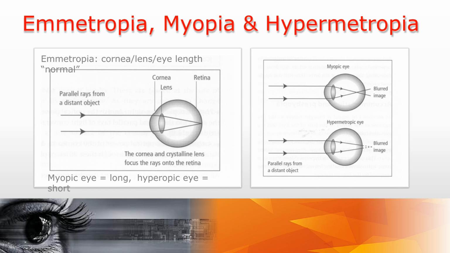Emmetropia is the state of normal cornea, lens, and eye length. Myopia occurs when the eye is long, and hypermetropia occurs when the eye is short.